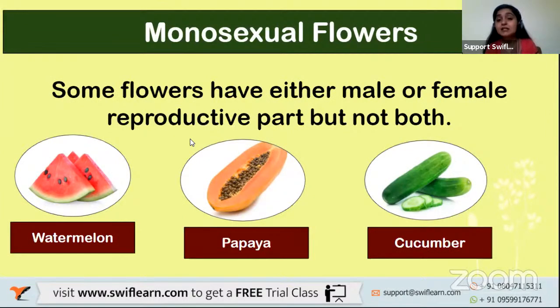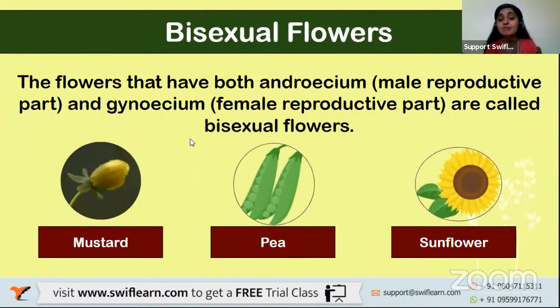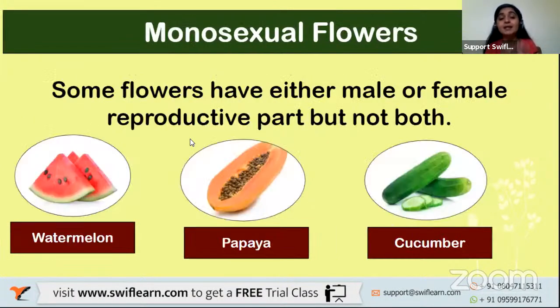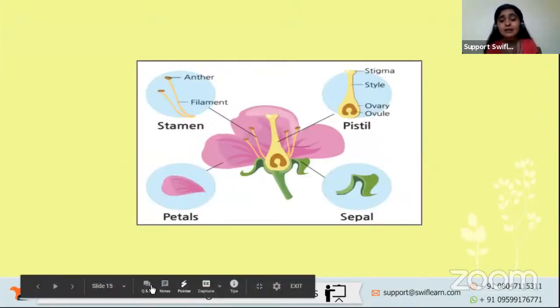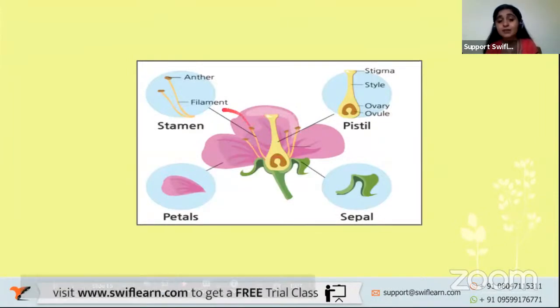Some flowers have either male or female reproductive parts, but not both, like watermelon, papaya, or cucumber, right? So they are monosexual plants. We just read about a bisexual plant where both female and male reproductive parts are present in the flower. On the other hand, in the monosexual flower, just the male or the female reproductive part is present, as in watermelon, papaya, or cucumber. Moving further, if you can see this little diagram on your screen, it talks about the different parts of the flower that participate in the sexual reproduction of a plant.